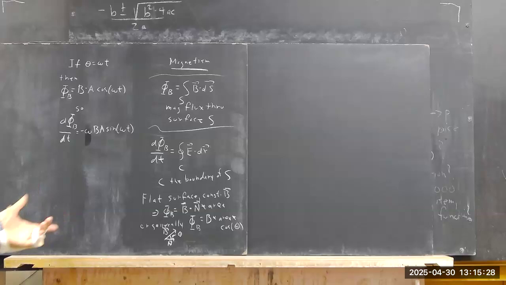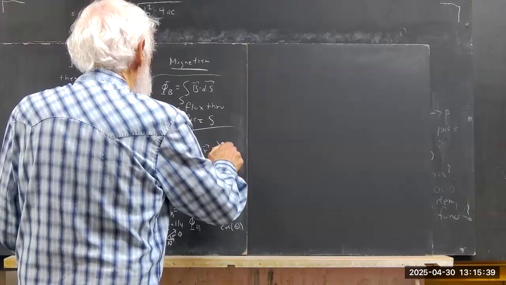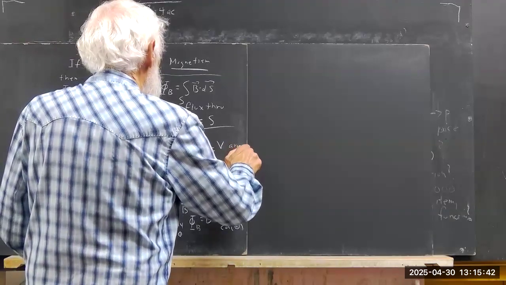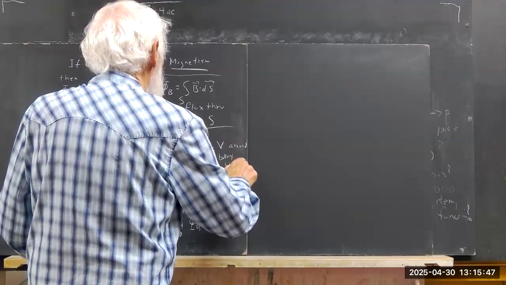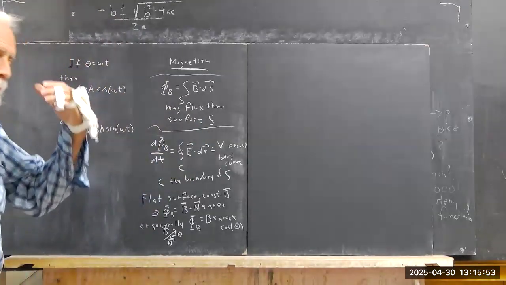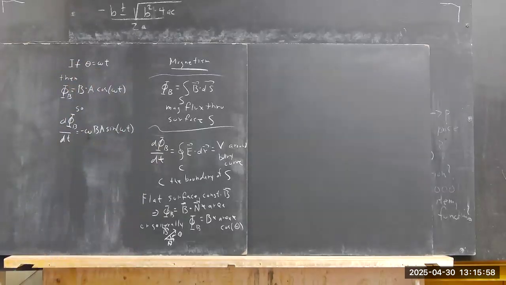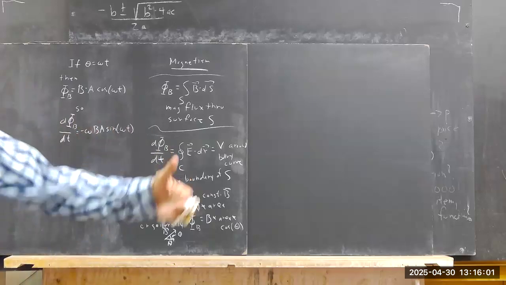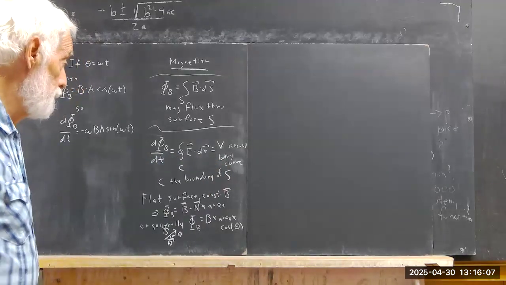Now, what is this? Well, this is the voltage around the boundary of the surface. I'm saying that this integral, E dot dr, when you multiply electric field by a displacement, you're going to get a potential difference. That's what potential difference is. It's the work per unit charge, going from here to there. So you get the voltage around your boundary curve.